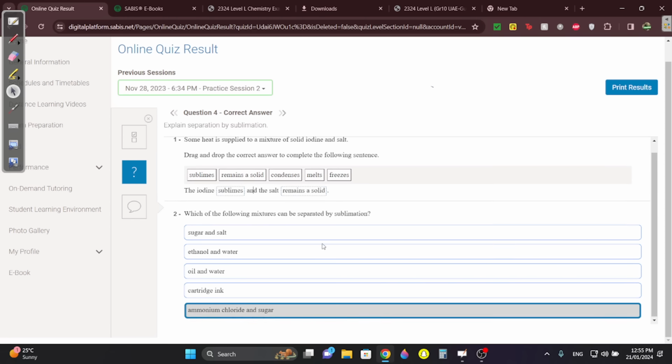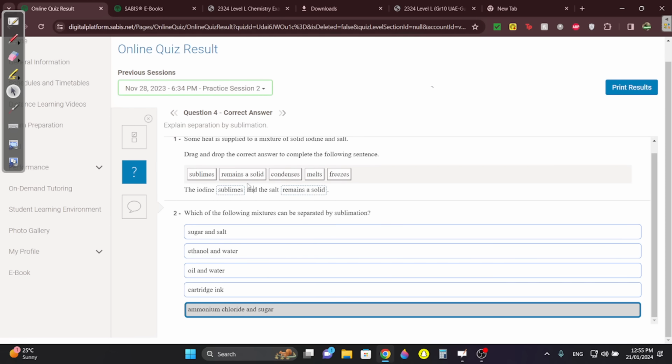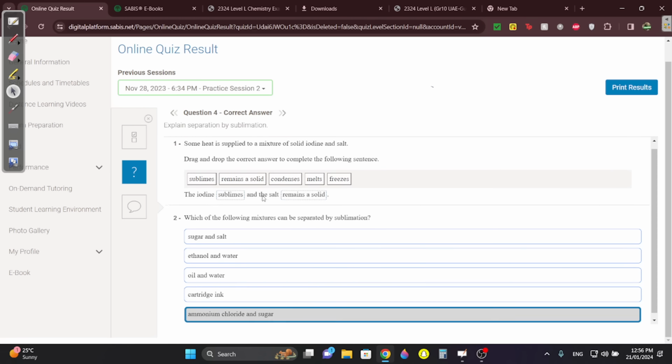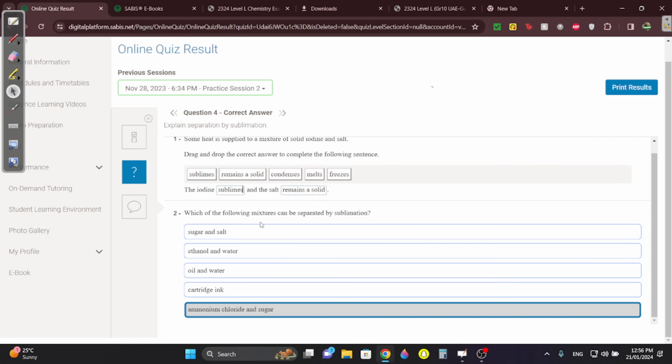The three substances that will sublime: iodine, ammonium chloride, which is over here, and I think solid carbon dioxide, dry ice. What can be separated by sublimation? Ammonium chloride and sugar. Okay, look, if they say iodine solution, don't pick it. If they say carbon dioxide solution, don't pick it. If they say ammonium chloride solution, don't pick it. Any solution is wrong. It has to be solid. Okay, it has to be solid.